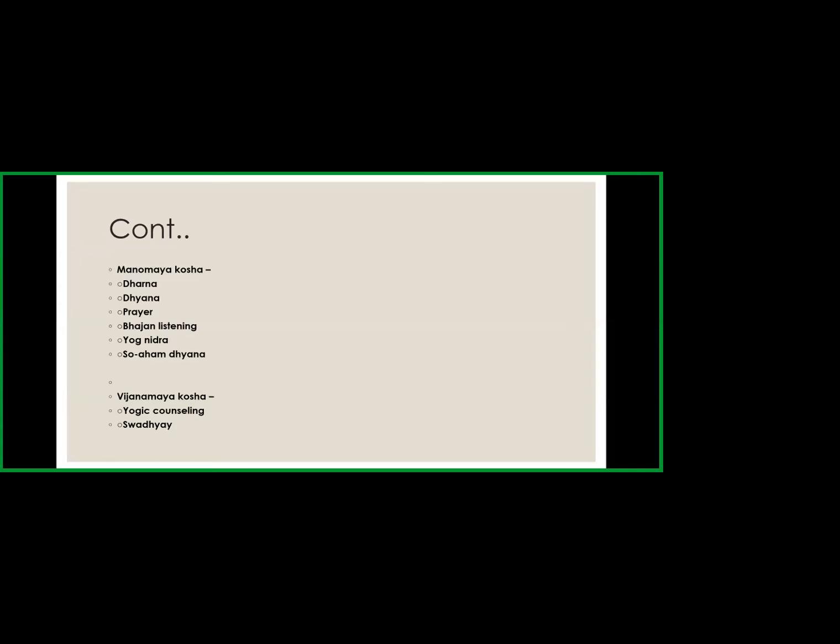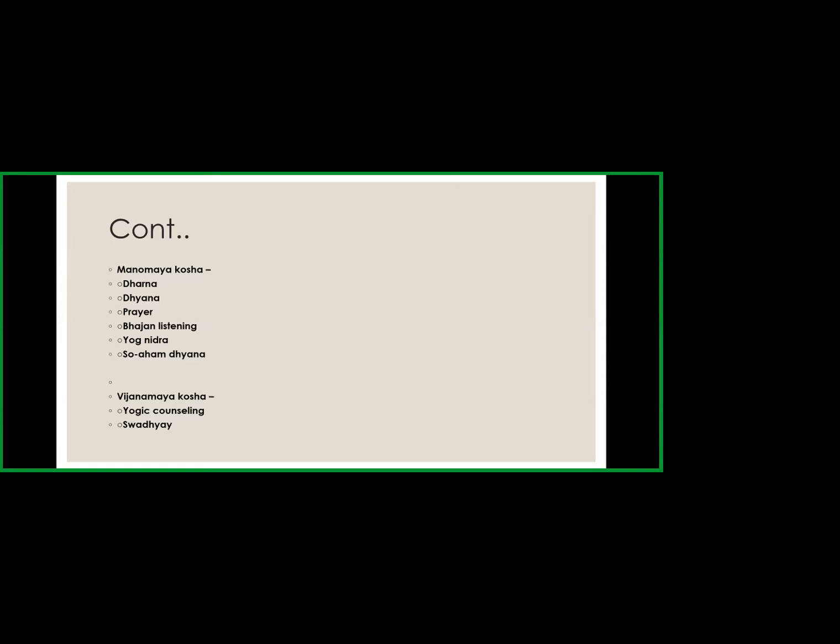Now coming to Vijnanamaya Kosha, what can we do to influence it? Yogic counseling and swadhyay. When we go to any yoga doctor, they do some yogic counseling and approach the patient from a yogic perspective. The other thing is swadhyay. Swadhyay can be reading a book and also reading your own self. Swa means I or the self, and adhyayan means reading. If you are reading your own thoughts, that will influence the Vijnanamaya kosha.